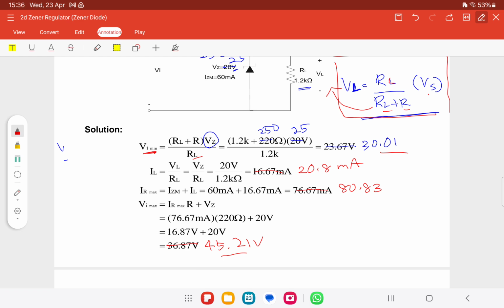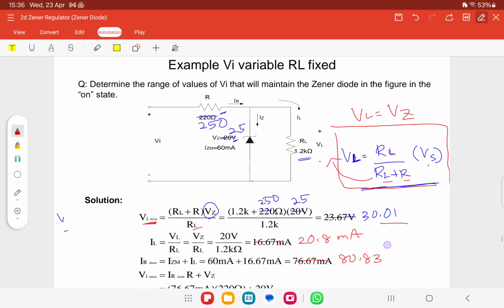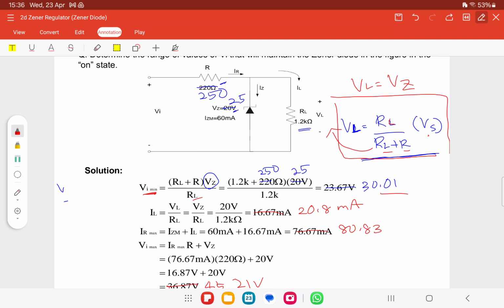Satu poin dua tak tukar kan? Tak, 1.2 tak tukar, sama. We just tukar R and the VZ je. Only R and the VZ. Okay, so this is for Zener lah. 3 conditions for Zener.